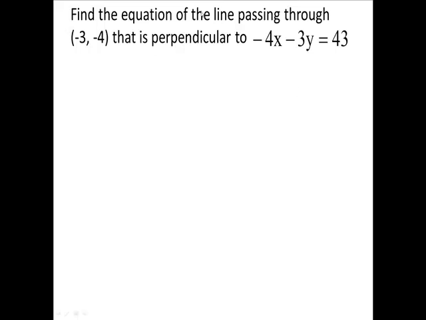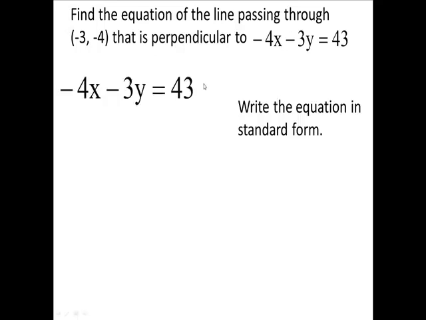Now we're going to find the equation of a line passing through the point -3, -4 that is perpendicular to the line -4x minus 3y is 43. First of all, this is not standard form because x is not positive. I know you have ax, by, and c, but this number has to be positive. So our very first thing before we do anything is write the equation in standard form by doing what? We're going to change the sign on this, and this.